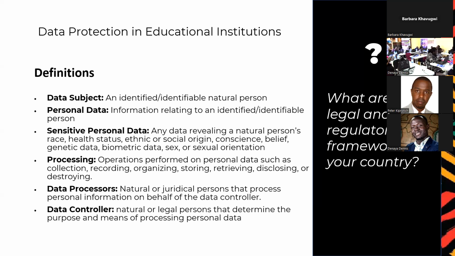Then whenever we perform any operation on this data, such as collecting, recording, organizing, storing, retrieving, we are talking about processing. And the persons who are going to be in charge of these processes are called the data processors. There will also be a person who will be looking at the legal implications of the data, and that will be the data controller. So these two last ones are very important. They are the latest roles that the institution needs to play: data processor and data controller. Very important.